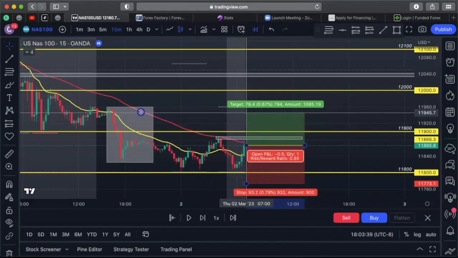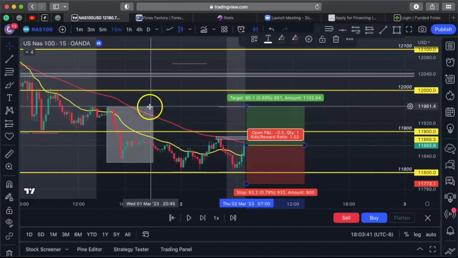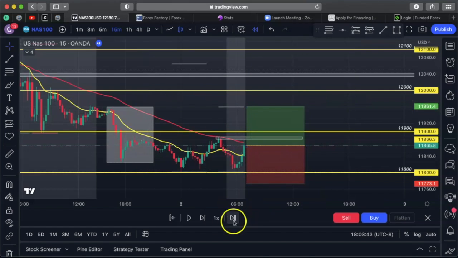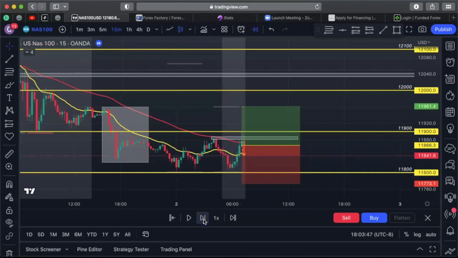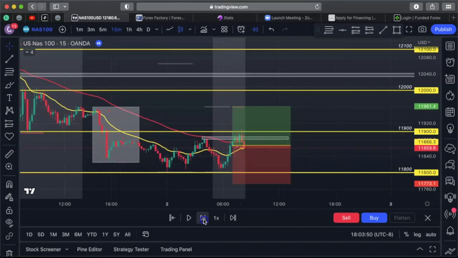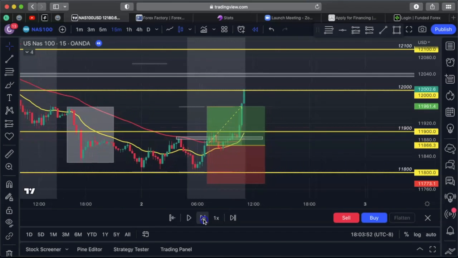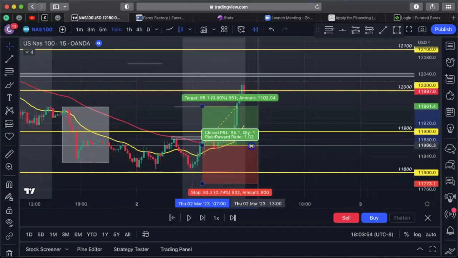And for my take profit, I'm going to target the high of the Asia session right here. We're going to play it back. All right. Play it back a little quicker. All right, TP hit right here.